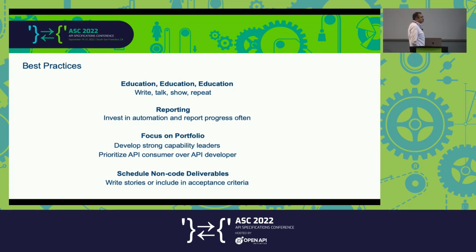As long as we can showcase that success, everyone else will follow suit. We need to focus on portfolios. So we need to have strong capability leaders that drive the building up of the portfolio, and the laggards would follow soon. And when we are designing our portfolio of capabilities, we need to prioritize consumers over API developers, right?